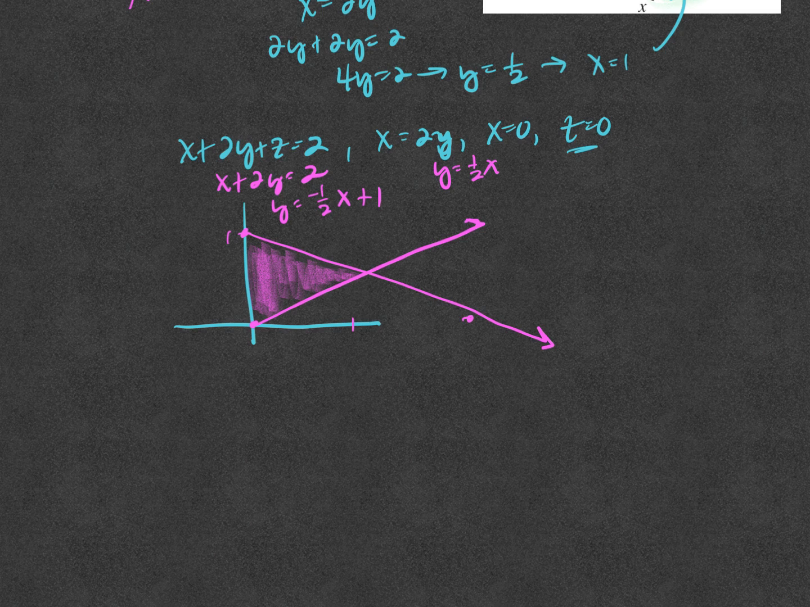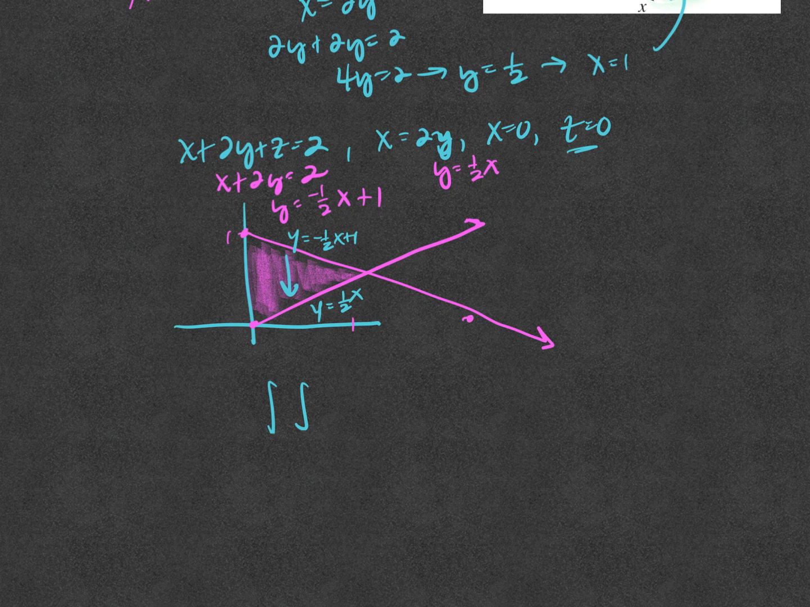This top line here is y equals negative 1/2 x plus 1. And we have to decide if we're type 1 or type 2. And this bottom one is y equals 1/2 x. I would say we go with type 1 and do top minus bottom. So we're going to do the double integral, and we're finding the volume of this tetrahedron.